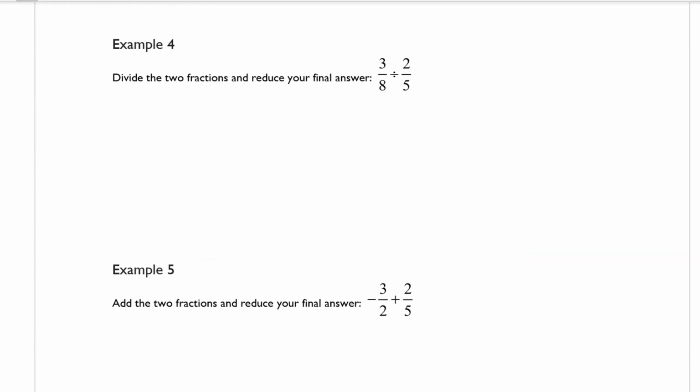Example 4 wants us to divide the two fractions and reduce our final answer. So we have 3/8 divided by 2/5. Hopefully you recall that when we're dividing fractions, we can make it into a multiplication statement by taking the reciprocal. So 3/8 divided by 2/5 is equivalent to 3/8 times 5 over 2. And if we go ahead and multiply the numerators together, we have 3 times 5 over 8 times 2, and that is 15 over 16, and that is as reduced as we can get it.